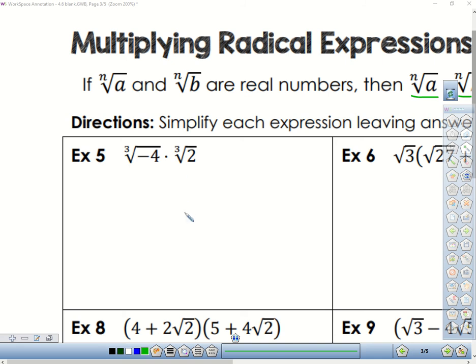If they have the same type of radical, which these do, we write one big radical, and underneath goes the product of what's inside. So what is the product of negative 4 and 2? Good, negative 8. And this one's actually a perfect cube root. Anybody know what this is? Negative 2. Good. Negative 2 times negative 2 times negative 2 is negative 8, which makes it a perfect cube root.